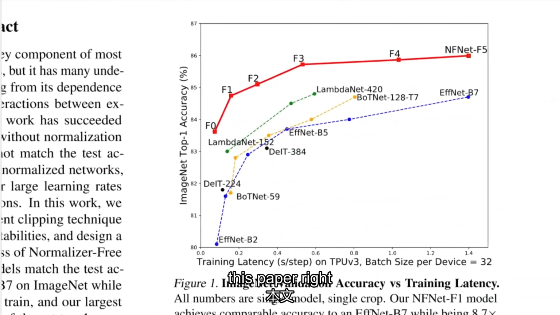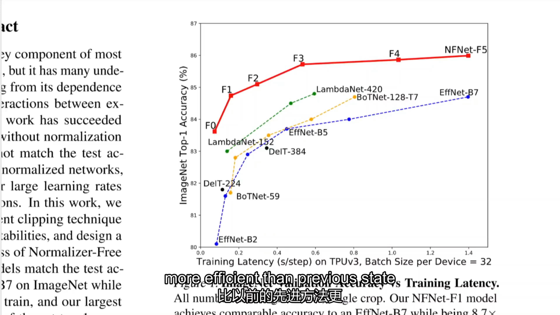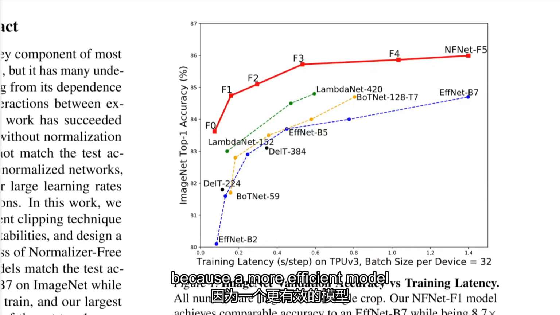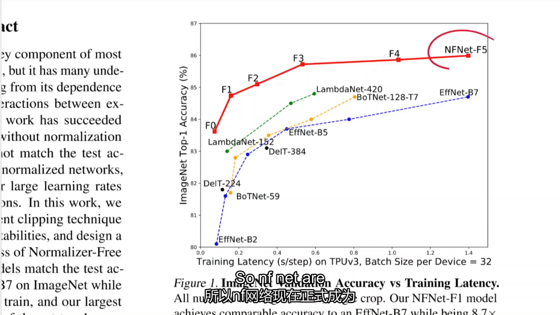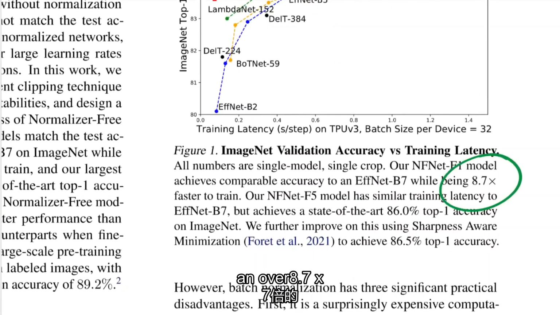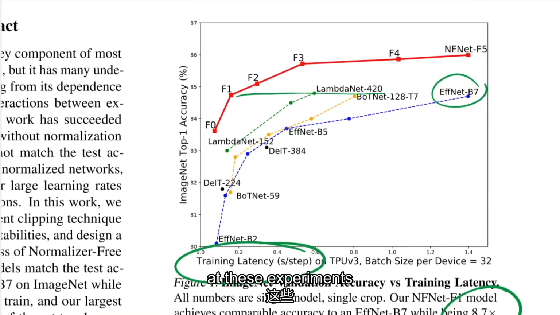However, this paper builds networks that can scale to large batch sizes and are more efficient than previous state-of-the-art methods. If you compare them to something like EfficientNet, and I called it, you shouldn't call your model EfficientNet because a more efficient model is going to come around. So NFNets are now officially EfficientER-Net, okay? As you can see right here, to reach the same accuracy as an EfficientNet B7, they say they have an over 8.7x speedup if you look at the training latency, and that's going to be important while looking at these experiments in a second.